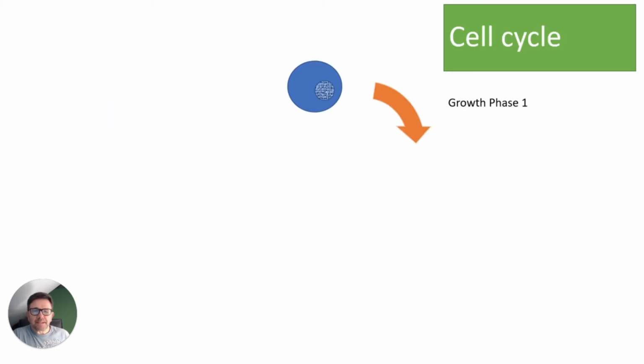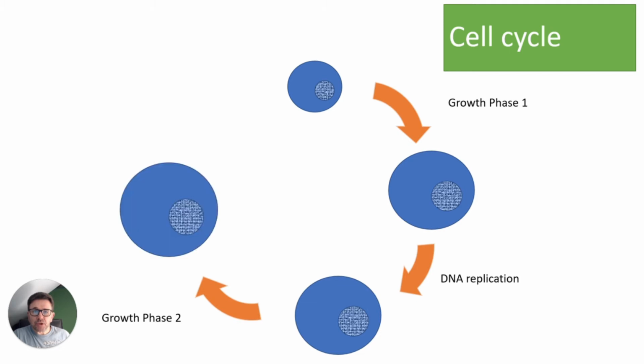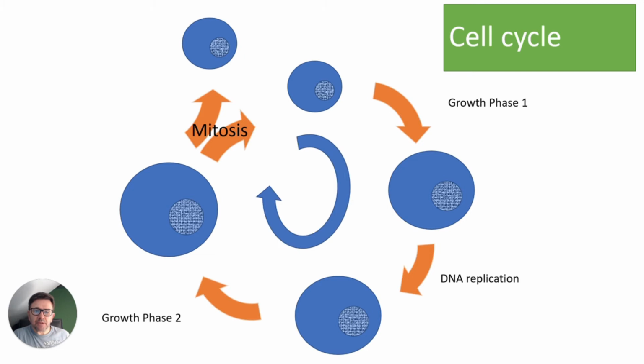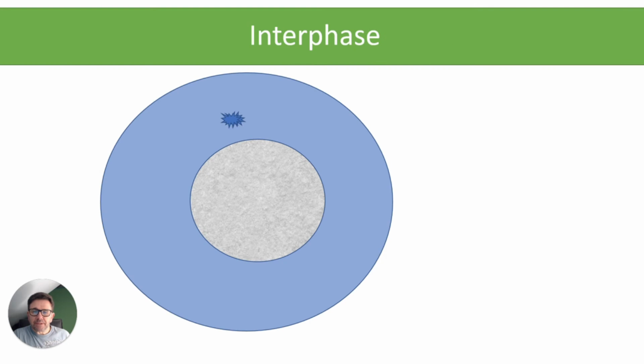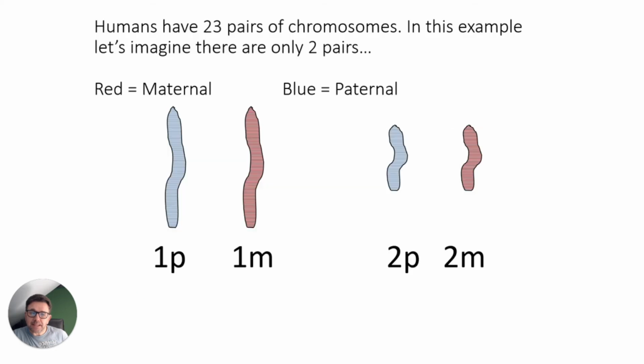So let's talk about the cell cycle. You go through a growth phase 1, G1, then DNA replication, and then growth phase 2, or G2, and then mitosis occurs. Let's look at those stages in a bit more detail. First of all, interphase, the standard condition of a cell. The DNA starts to unravel and replicates to double its genetic content. Organelles are also replicated and ATP content is increased.